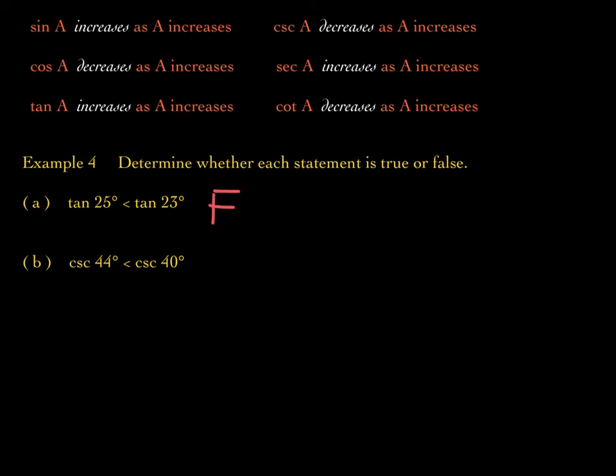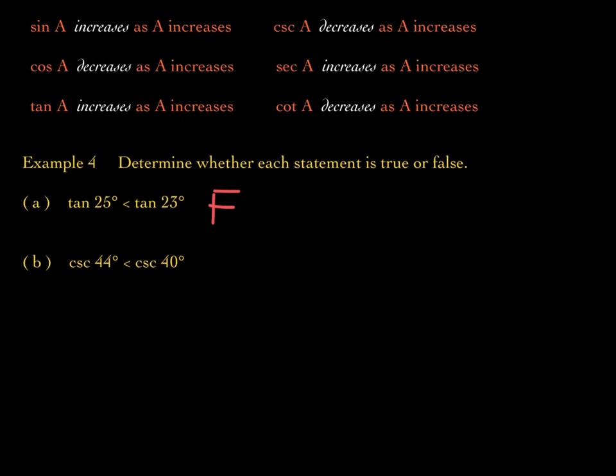Now for cosecant of A decreases as A increases. Let's make sure we understand what this means. The larger the angle A becomes, the smaller cosecant of A becomes. So the larger the angle, the smaller cosecant of A.